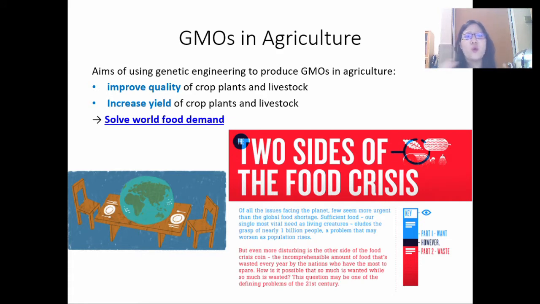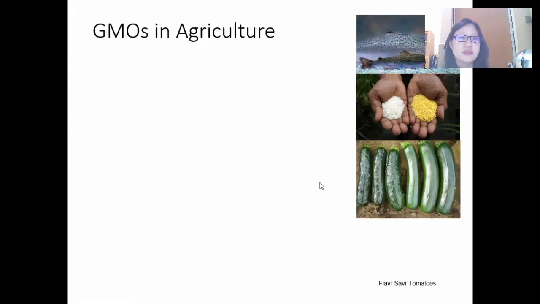So how do we improve the quality? How do we improve the lifespan, improve the resistance of crop plants growing in harsh environments? How do we increase the yield of crop plants in limited spaces and with limited resources? And if we can solve these questions, we may be able to produce enough food that's affordable for all in the long run. So that is the main aim here. You can read more about this issue at this link right here that you can see. I'll link it in the description below.